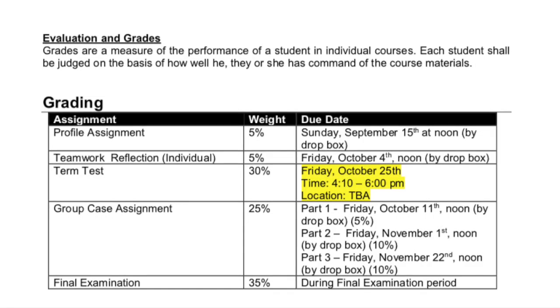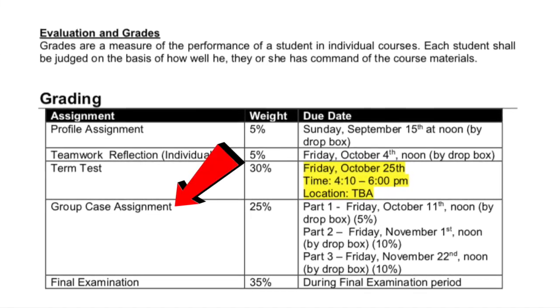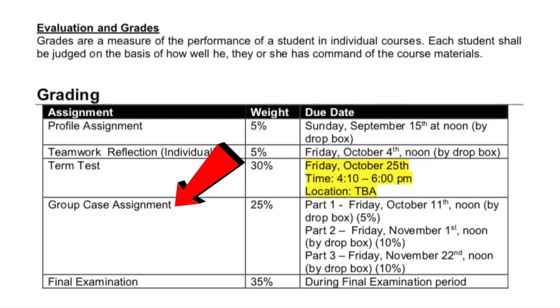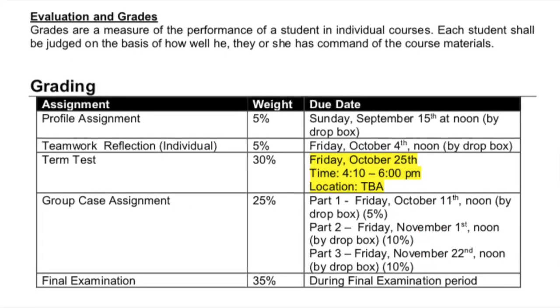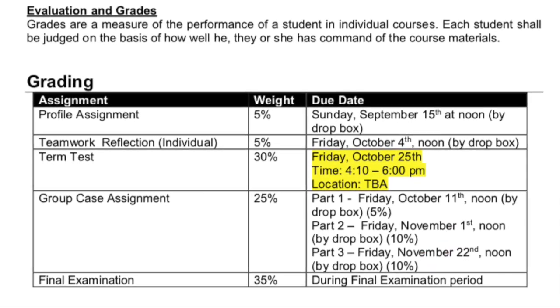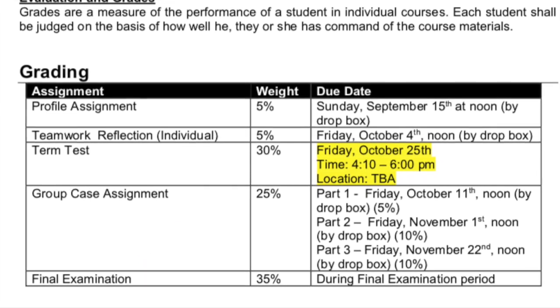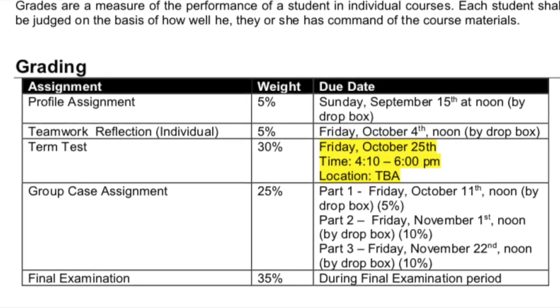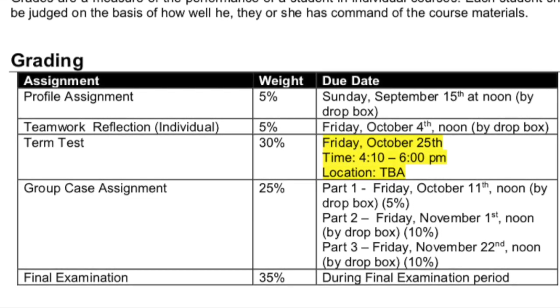If you look at the grading scheme for RSM 219, you can see that the group case assignment is worth 25% of your final mark, and it's divided into three parts. Part 1 being worth 5%, the second one 10, and the third one also 10. Also, pay attention to the term test and final examination since they make up over 50% of your final mark. So that's where the majority of your final grade comes from for RSM 219.